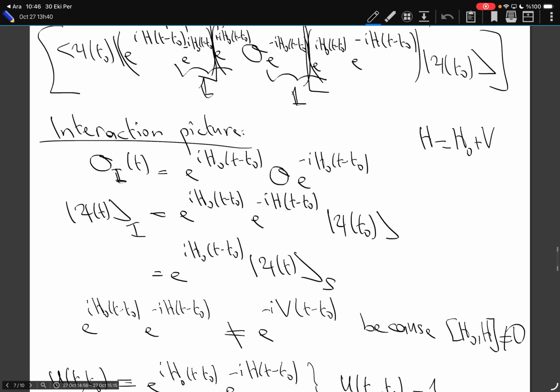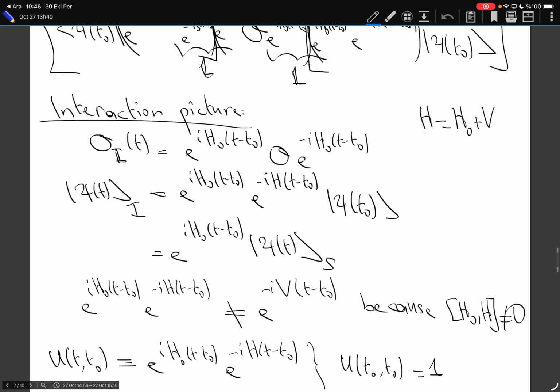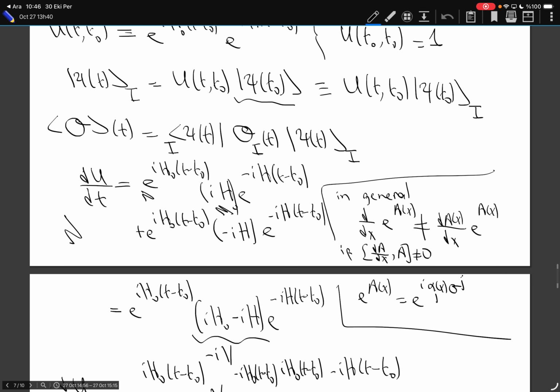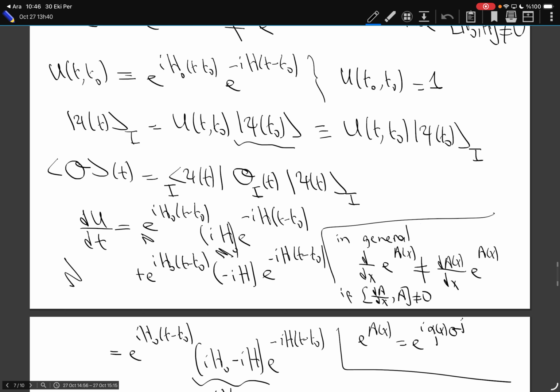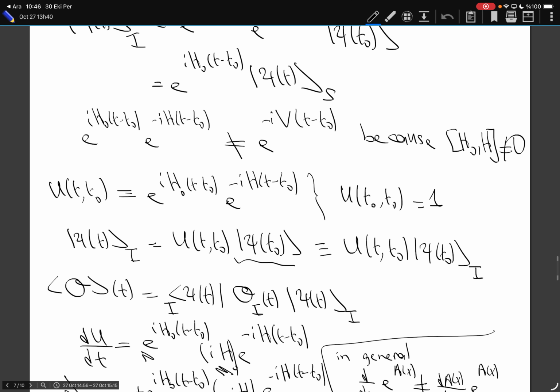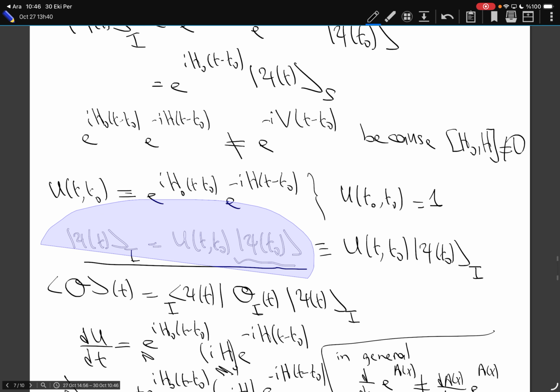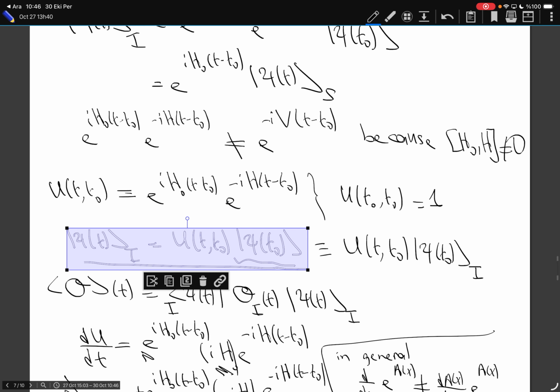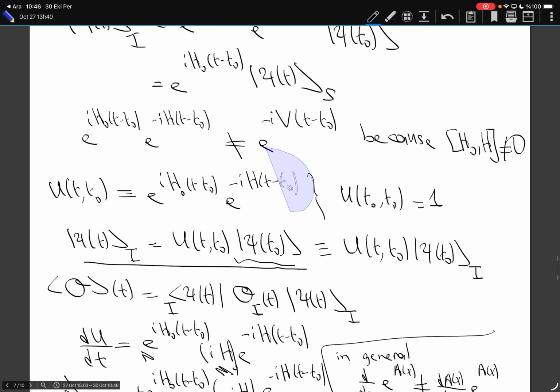And then, okay, we define our states in the interaction picture. We asked ourselves the question, how does the interaction picture state change with time? You say, this is how the interaction picture state changes in time. We have introduced that operator U, which we define in this form.